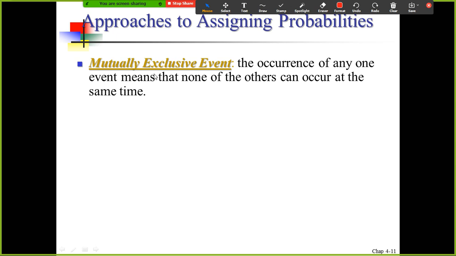Okay, a mutually exclusive event. Mutually exclusive outcome or mutually exclusive event. What does mutually mean? Mutually is similar to each other. Exclusive means excluded from each other. Event means outcome that excludes the other. A mutually exclusive event refers to the occurrence of any one event meaning that none of the other events can occur at the same time.